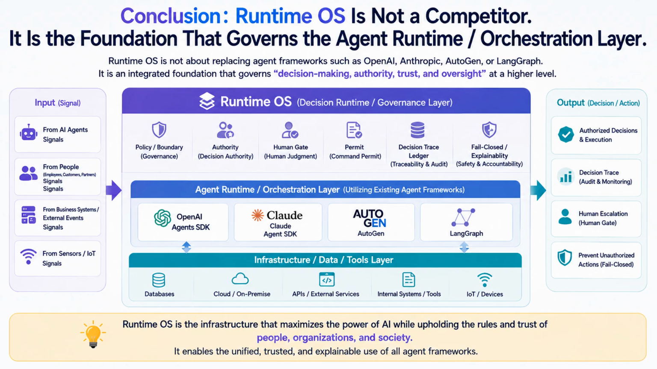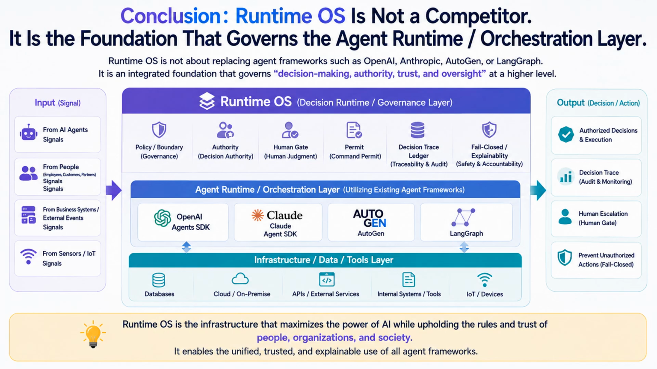This diagram shows how Runtime OS relates to existing agent platforms and frameworks. The key point is that Runtime OS is not designed to replace OpenAI, Claude, AutoGen, LangGraph, or other agent technologies. Instead, it works above them as a governance layer, taking advantage of their capabilities while controlling how those capabilities are used. At the bottom, we have the infrastructure, data, and tools layer, including databases, cloud platforms, APIs, enterprise systems, and IoT devices. Above that are agent runtimes such as OpenAI Agents SDK, Claude Agent SDK, AutoGen, and LangGraph.